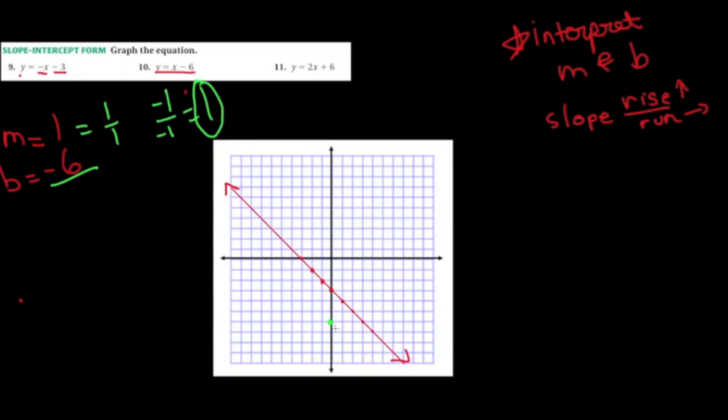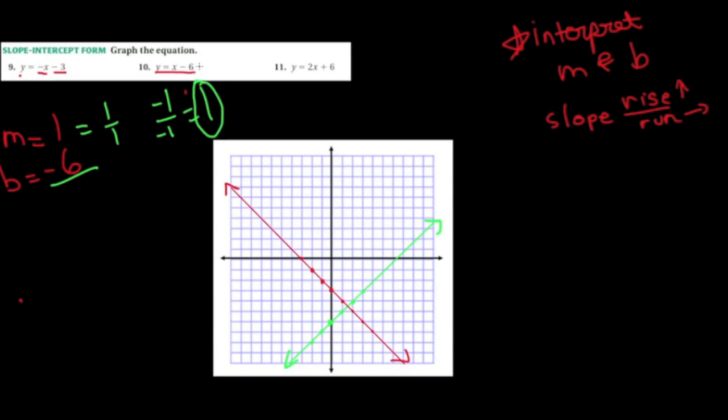So we're just going to do a few points both ways. Up 1, right 1, up 1, right 1, up 1, right 1, left 1, down 1, left 1, down 1. And we have enough points, I feel. So let's draw our line. This one again will go all the way over here. So yeah, draw the heads, and we've got our second line.